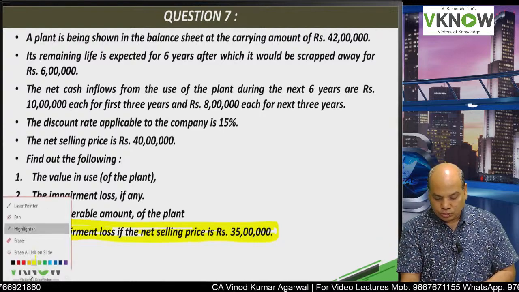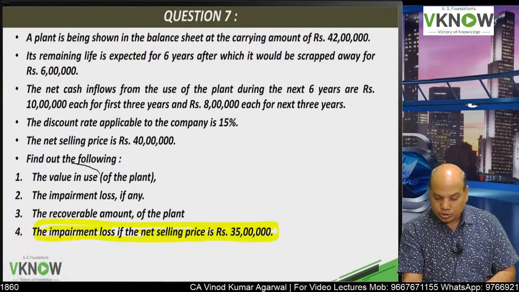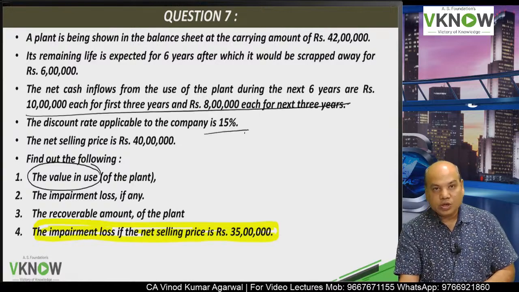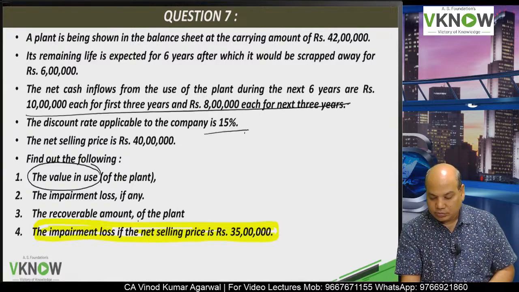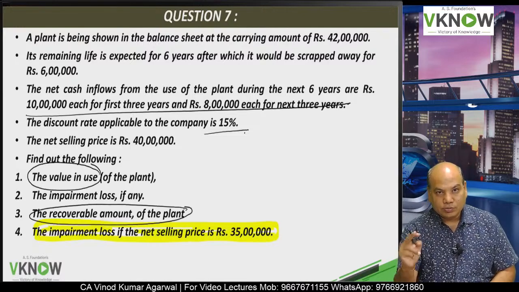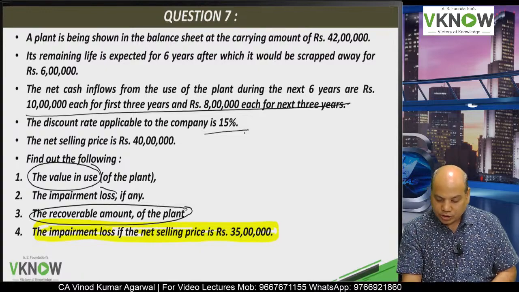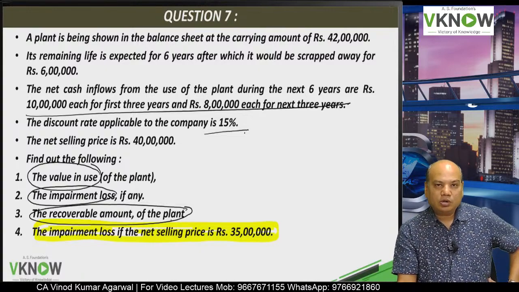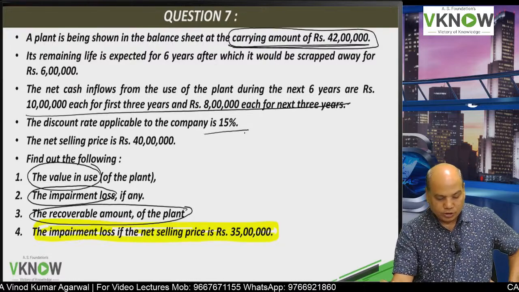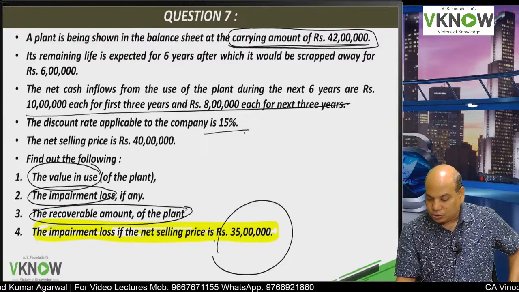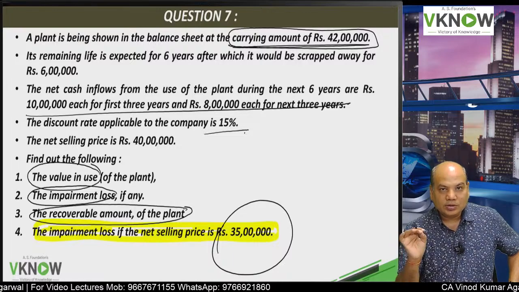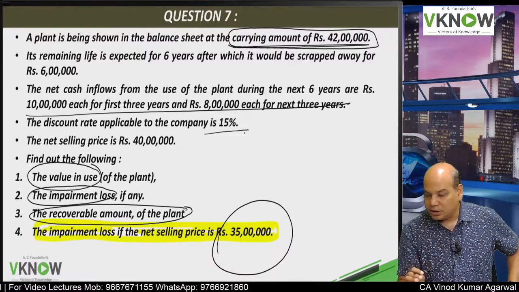So what I am going to do, I am going to first compute value in use by discounting future cash flows at 15%. Then I am going to compute recoverable amount, taking the higher of the two, value in use and net selling price, and then I am going to compute impairment loss if any. Carrying amount is given in the question itself, 42 lakh. And then case 2, again solve the same problem by assuming that the net selling price is 35 lakh.